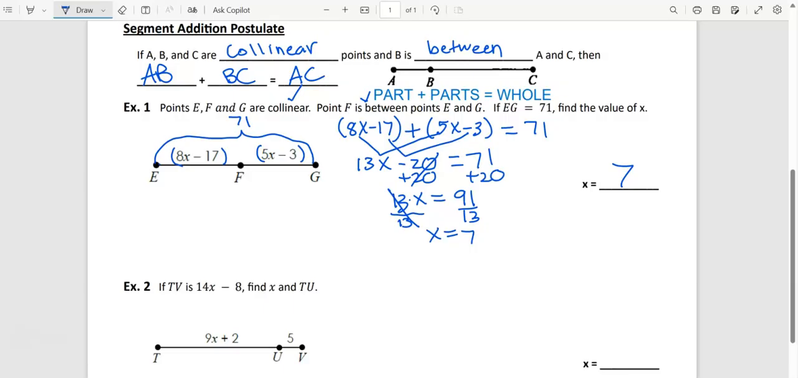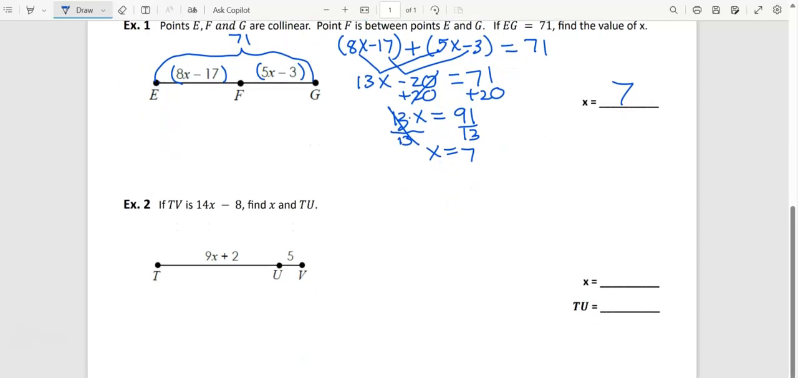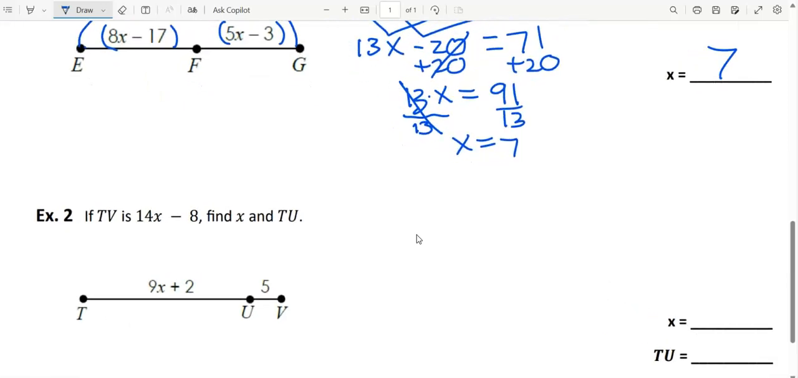All right, next one. Y'all ready for example 2? Now, what do we see here? We have a part, a big part, we have a little part, but I don't know the whole thing, TV, from this picture. But if I look right here, doesn't it tell me what TV is? TV is 14x minus 8. So let's go ahead and label that. Everyone do this with me. Put a bracket for the whole thing. That is 14x minus 8. Okay?